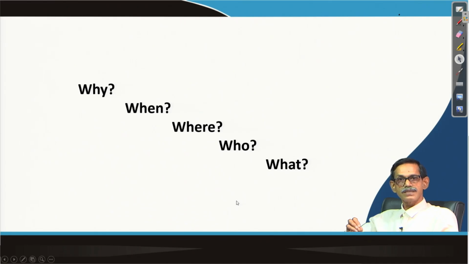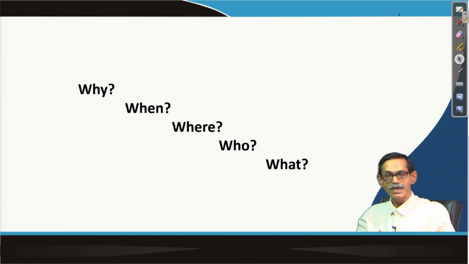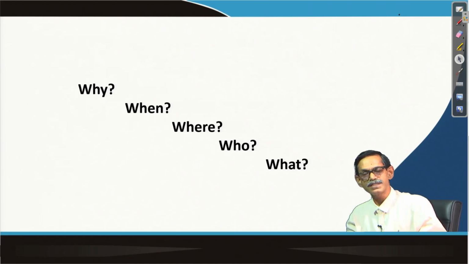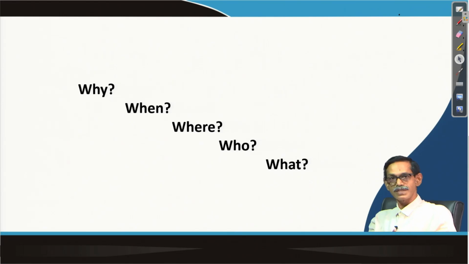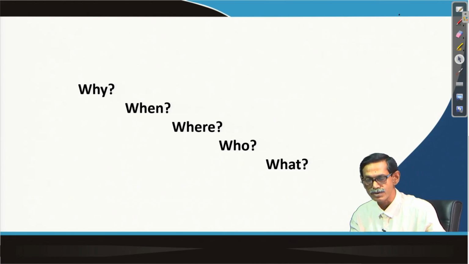To understand any mystery, like how the immune system works, you have to ask a few questions. What are these? Why, when, where, what and who. So, when we discuss the immune system, we will also try to answer these questions, may not be in this sequence, but you will find why the immune system is working, when it is active, where it is working, and against whom it is working. All these questions we will try to answer through this course.